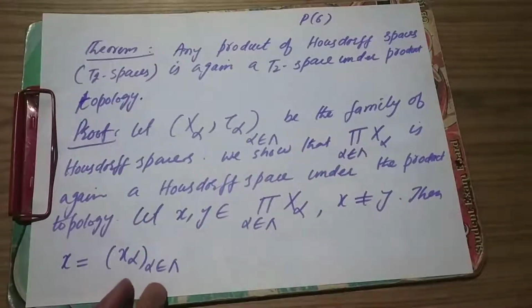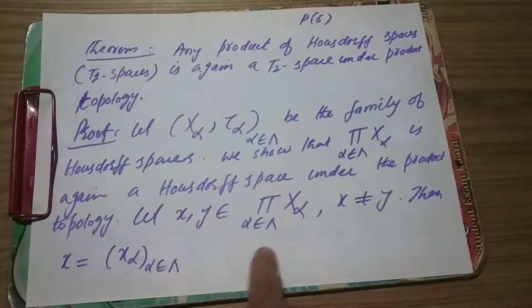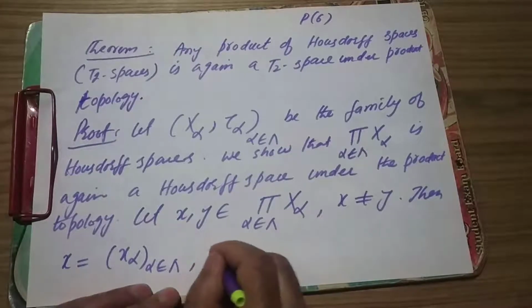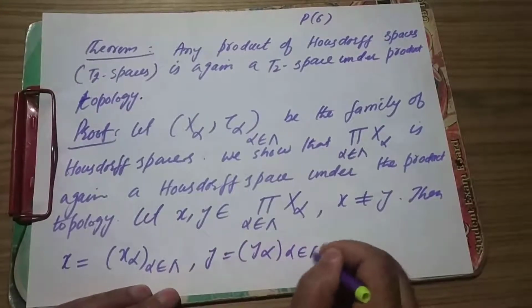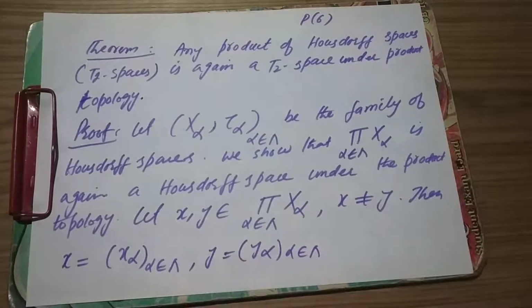Then at that time, this x will be x1 comma x2, because lambda, the index set, is 1 comma 2. Or if the index set is 1, 2, 3, then this product will be x1 cross x2 cross x3, and the point x will be x1 comma x2 comma x3, a 3-tuple, and y will be y1 comma y2 comma y3. So y is like this, y alpha, alpha belongs to lambda. But since x is not equal to y, at least at one component they are not equal.